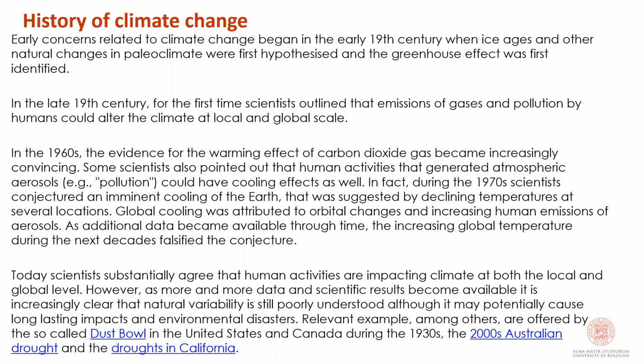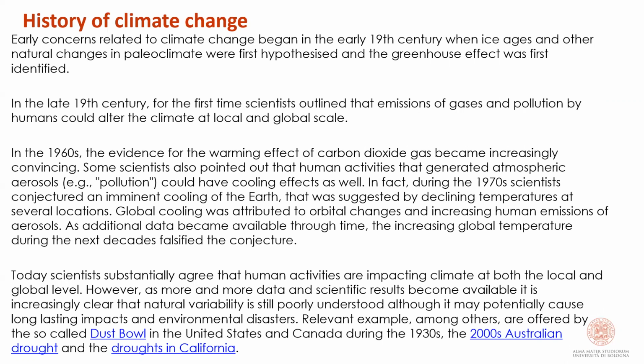They understood the first basis of the greenhouse theory, of the greenhouse effect. So they outlined, as you can read there, for the first time, the scientists, that emission of gases and pollution by humans could alter the climate at local, but also at global scale. And during the 1960s, this evidence became striking. It was clear that carbon dioxide and greenhouse gases in general, because it's not only carbon dioxide, were giving a contribution to Earth's warming.